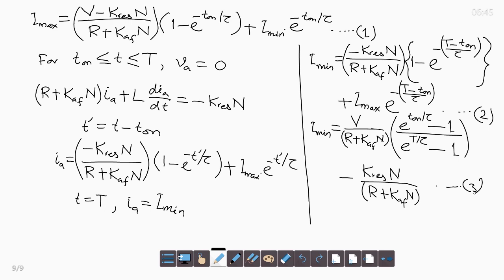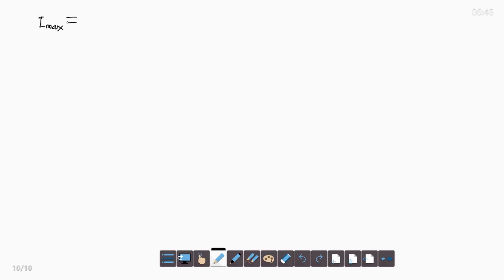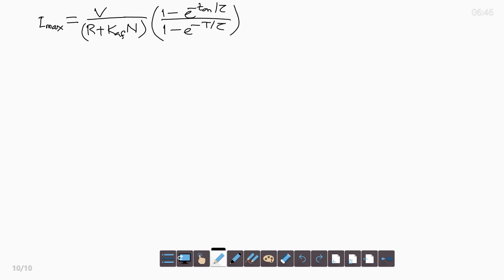Equation 3 gives the value of I minimum in terms of other parameters, and next we will write for I maximum. That is V divided by R plus K A F N, into 1 minus e to the power minus t on by tau divided by 1 minus e to the power minus t by tau, minus K residual into N divided by R plus K A F N. This is equation 4.